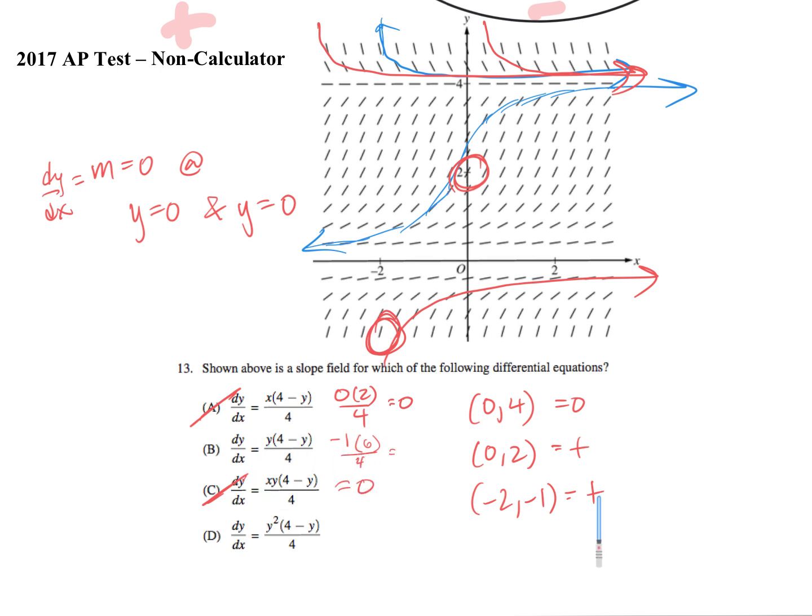And it needs to be positive? So it has to be D. Oh, I was going to say it would have to be B. Well, isn't my slope supposed to be positive there? Let's double check. Right? If I plug in the point -2, -1 here, -1 squared would get me a positive times 6 over 4. That would get me positive.